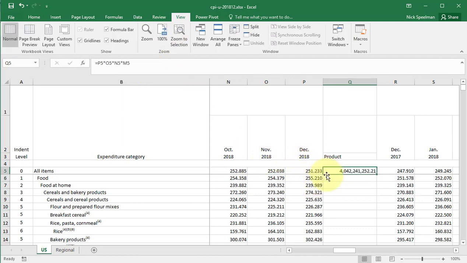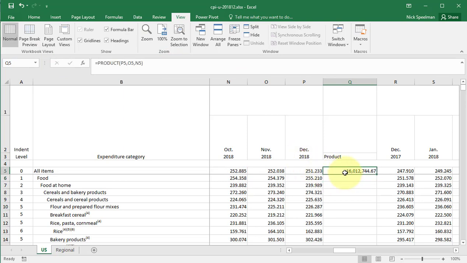Or I can make this a little easier on myself and do equals and then do the product formula. Product is going to multiply all the cells I give it. So then I can do P5, O5, N5, just separate these all by commas, and I can close parentheses, and it's going to give me the result.